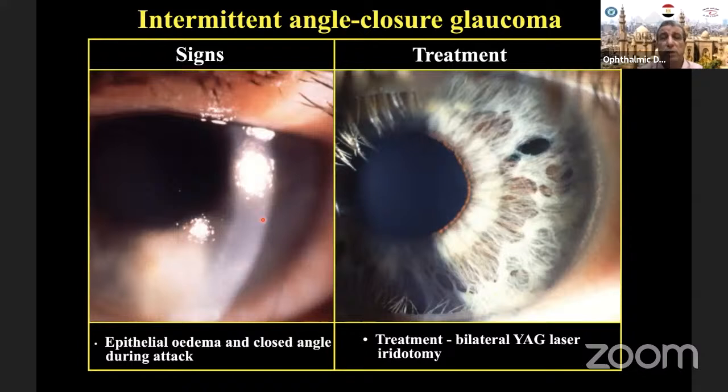Or you are going to break the attack by giving myotic eye drops like pilocarpine and treat it with bilateral YAG laser iridotomy, as you see here, to create another pathway for the aqueous from the posterior chamber to the anterior chamber, so it doesn't allow aqueous to accumulate behind the iris and push it forward.